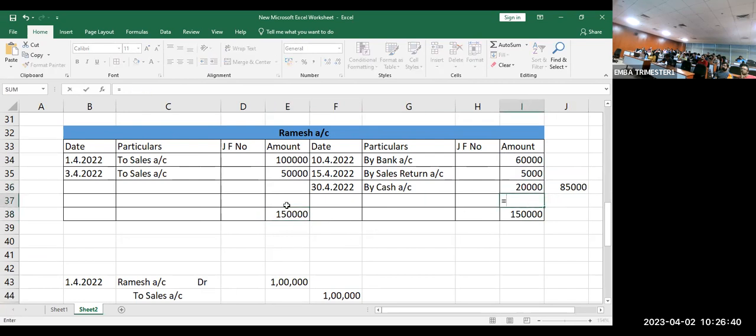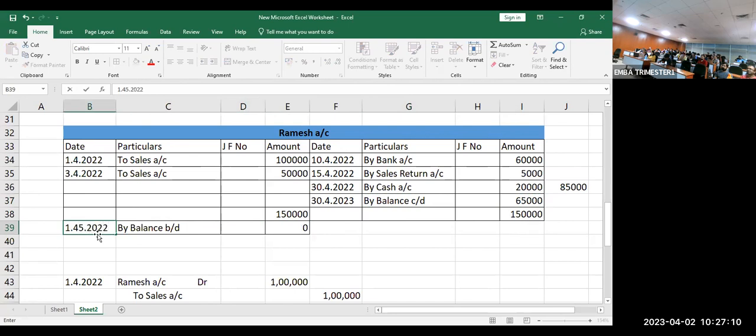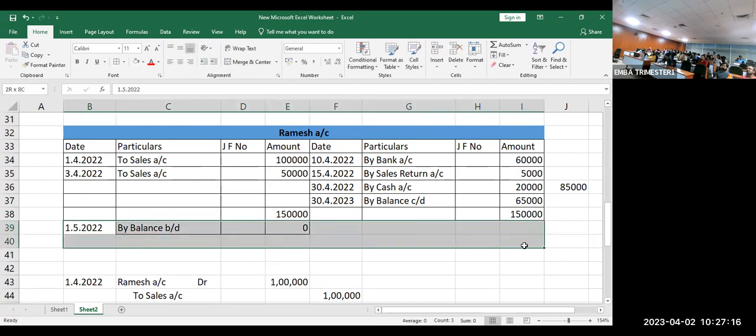Okay. This 65 could be written on the same date of the last month. Okay. This is called balance carried down. Carried down. This is going to be the next month's balance, brought down. 1/5/2022. Okay. 1/5. Okay.